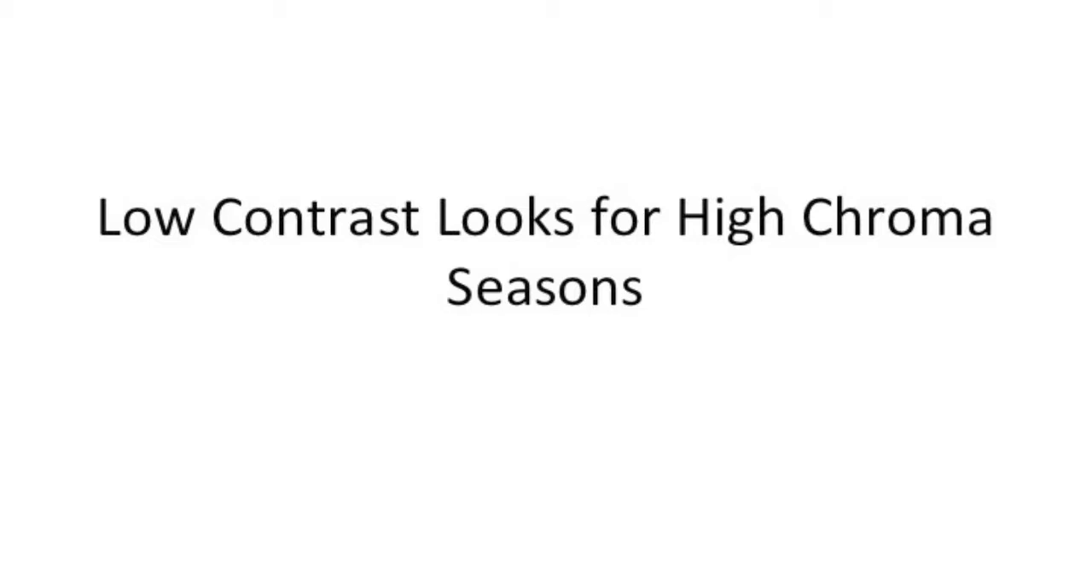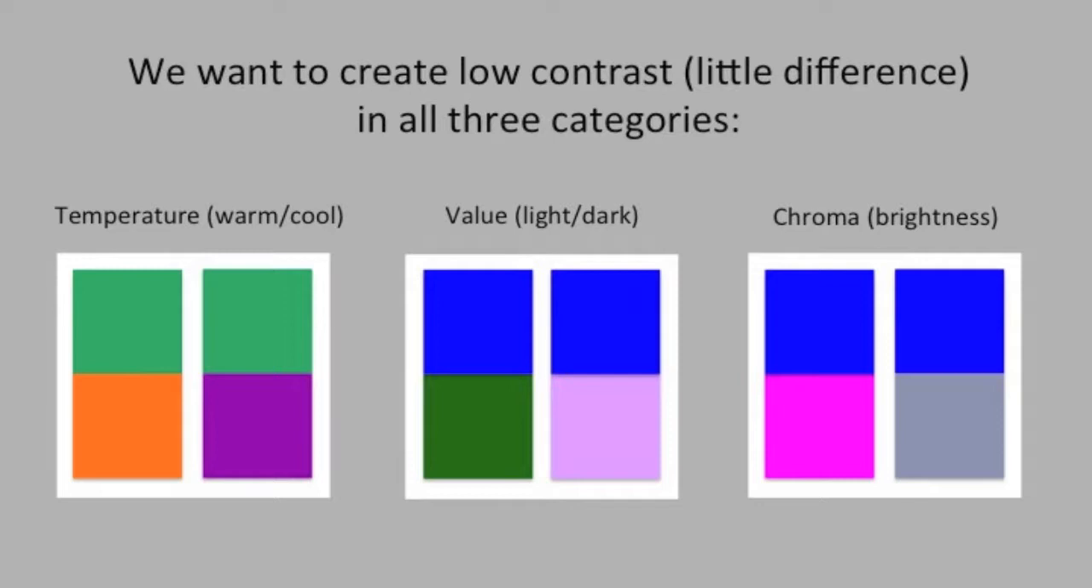But here I really want to discuss how can a summer or a spring, someone who's supposed to wear bright colors, how can they achieve a low contrast look? What is low contrast in the first place, right? So low contrast is basically there's little difference between the colors. So there are 3 qualities that we want to optimize for having little difference.